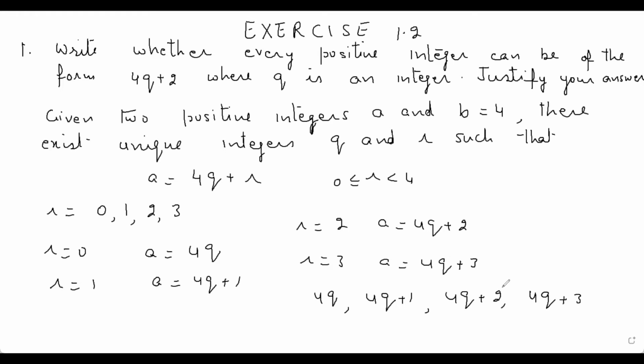Here the statement says every positive integer can be of the form 4q plus 2, where q is an integer. No, this statement is wrong. It should be that every positive integer is of the form 4q, 4q plus 1, 4q plus 2, 4q plus 3.